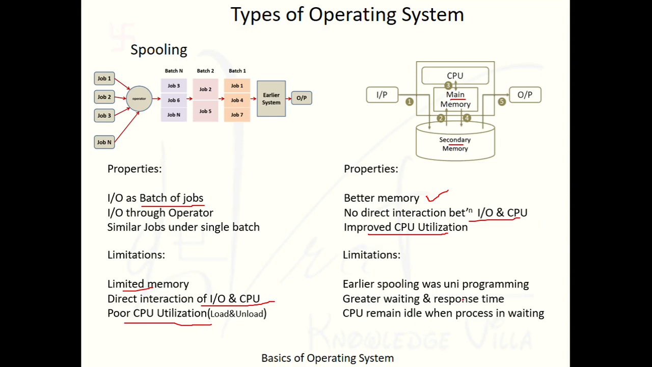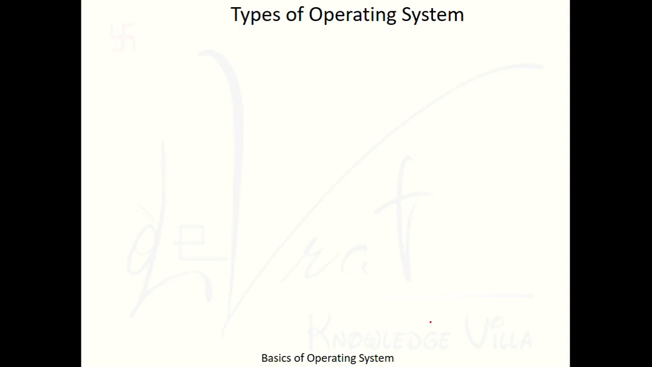Next, whatever limitations there are, like uniprogramming, waiting and response time, and CPU utilization, we will overcome these limitations in our further operating system, and our next operating system will be multiprogramming.